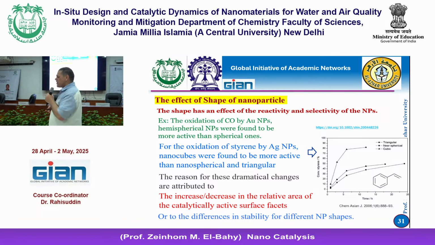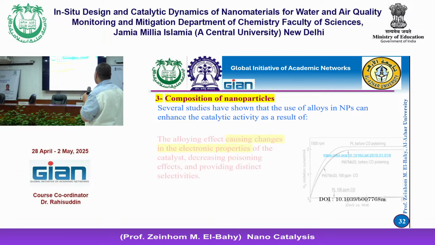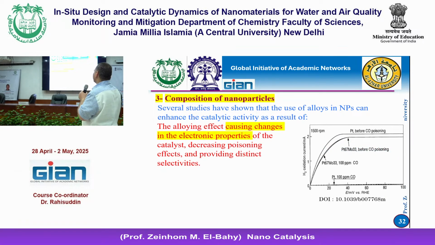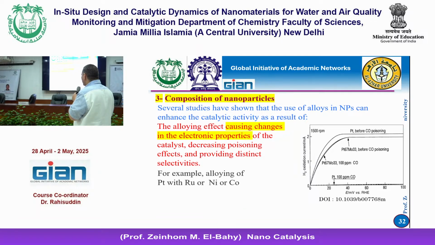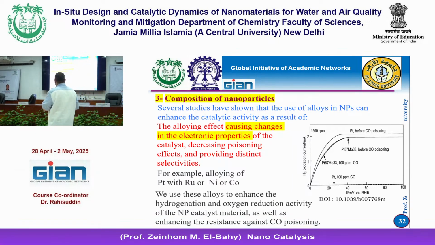What about the composition of the active sites, the composition of the catalyst? If the composition changes, of course the catalytic activity changes. Like alloying platinum with other materials will cause different catalytic activity. It will cause changes in the electronic properties, of course, and will change the catalytic activity. For example, alloying platinum with rhodium or nickel or cobalt will change the catalytic activity of CO oxidation because of the poisoning of CO on these catalysts.